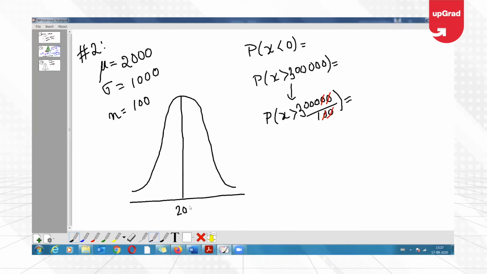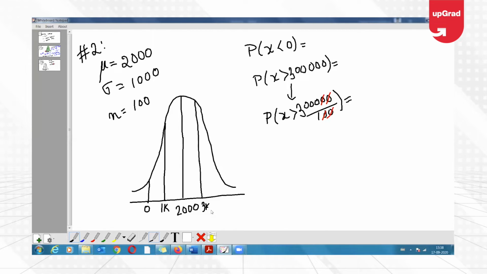So this is my mean, 2000. This is my standard deviation, which is 1K per 1000, just to avoid a bit of space. 2 standard deviation will be 0, and on this side I'll just call it 3k just to save space.